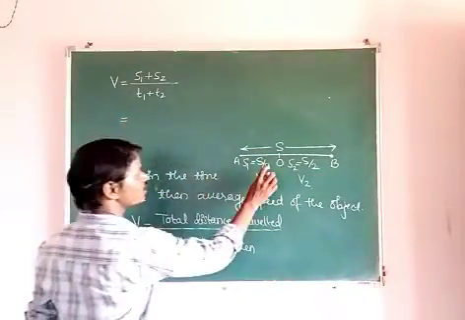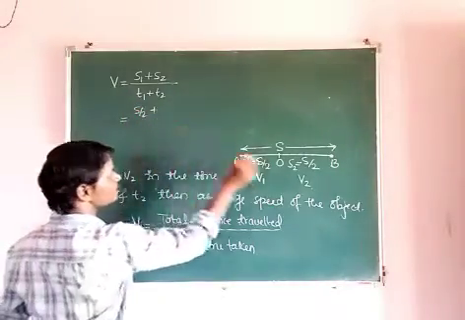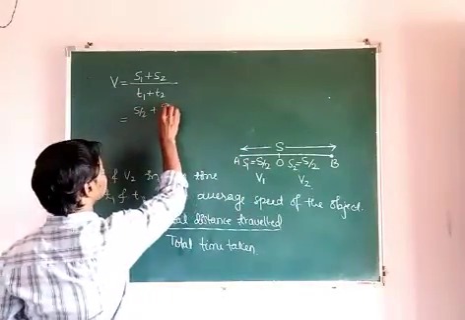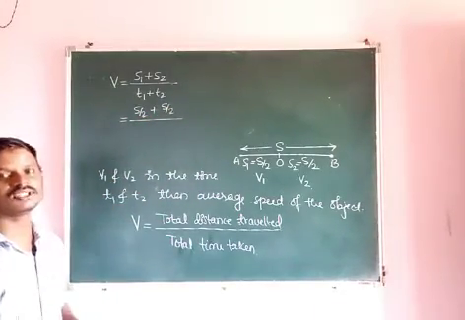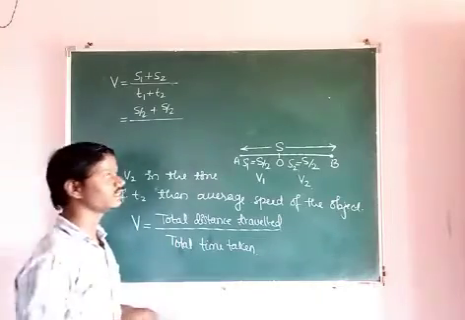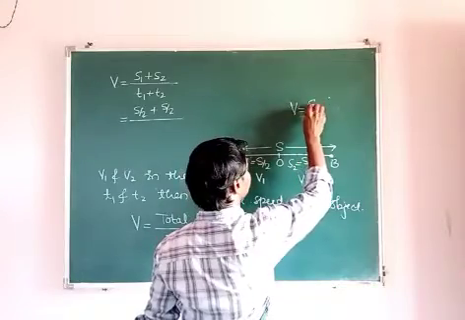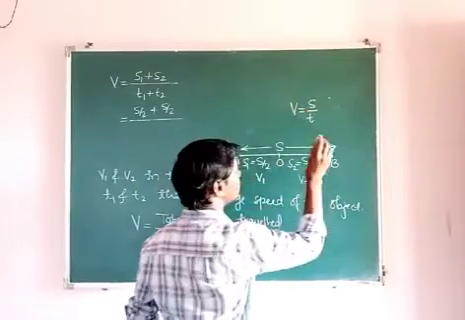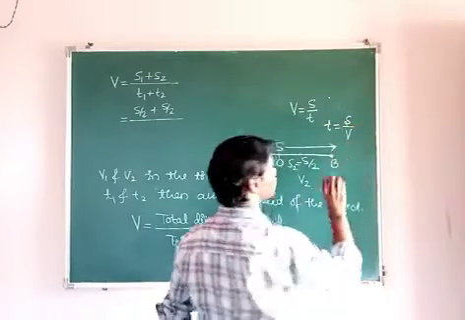Now S1 is S by 2, plus S2 is also S by 2, divided by... then we have to write the time in terms of distance and speed. How to write the time in terms of distance and speed? Already we know the expression for speed: distance traveled divided by time taken. Then time taken is equal to distance traveled divided by speed.